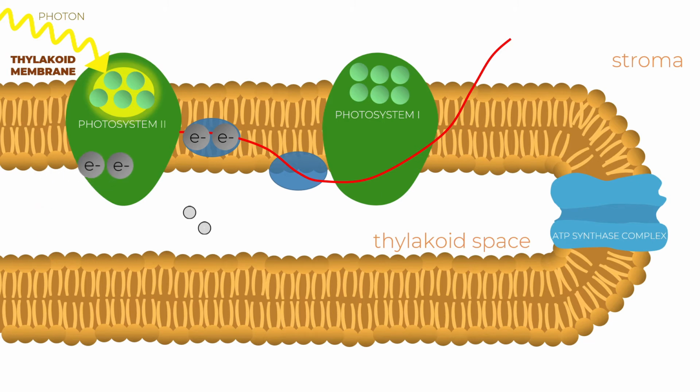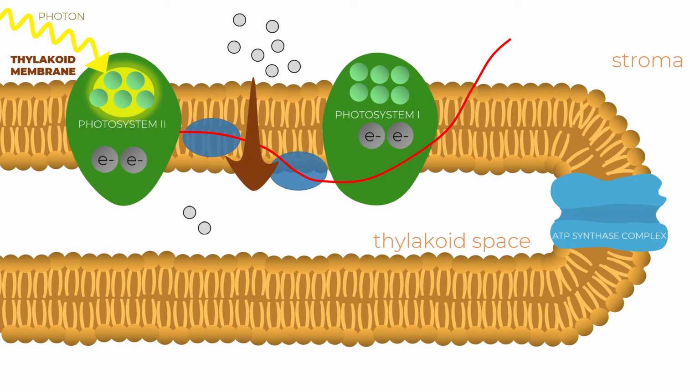The first set of electrons continues to move down the electron transfer chain, releasing stored energy as it moves. This energy is used to create a hydrogen ion gradient. A protein in the electron transfer chain pumps hydrogen ions from the stroma into the thylakoid space, creating a high concentration of ions in the thylakoid space relative to the low concentration of ions in the stroma.